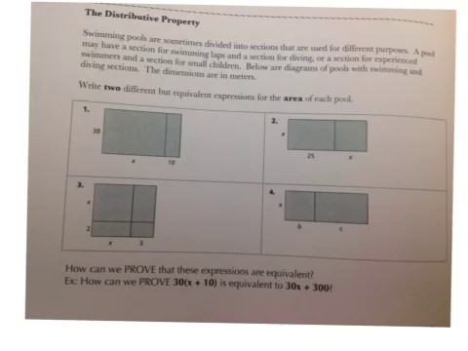Swimming pools are sometimes divided into sections that are used for different purposes. A pool may have a section for swimming laps, and a section for diving, or a section for experienced swimmers, and a section for small children. Below are diagrams of pools with swimming and diving sections. The dimensions are in meters.